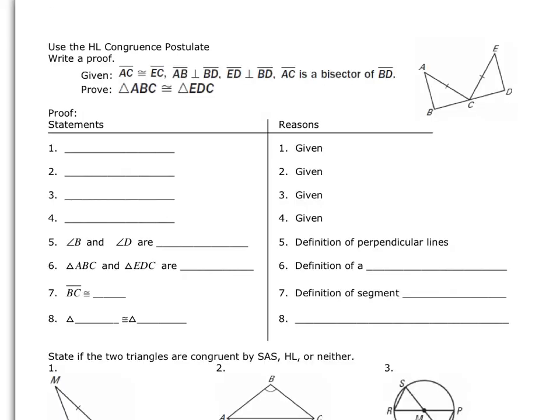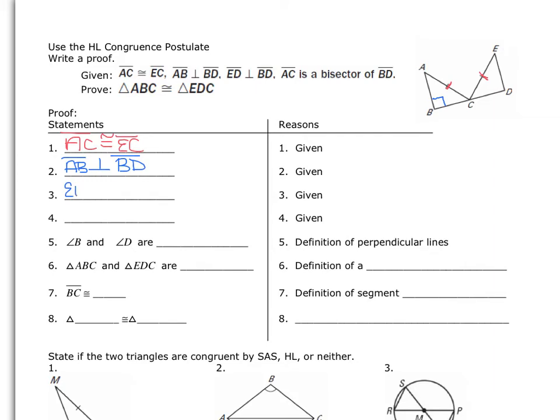So let's look at the hypotenuse leg congruence postulate in a proof. So we have a bunch of stuff given to us here. Remember, the first step in a proof is always to rewrite the given. So AC is going to be congruent to EC. And remember, if it's not marked, we're going to mark it. But that is marked for us. AB is perpendicular to BD. Let's go ahead and mark that. So AB is perpendicular to BD.